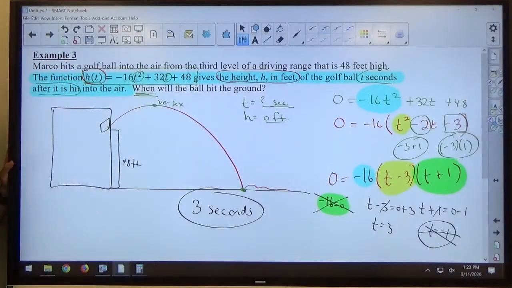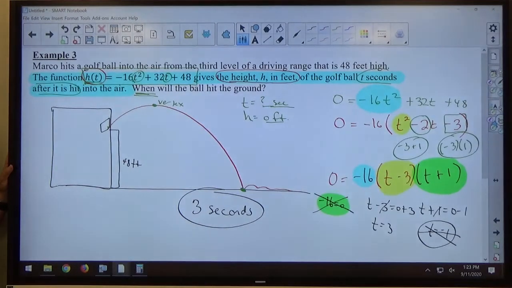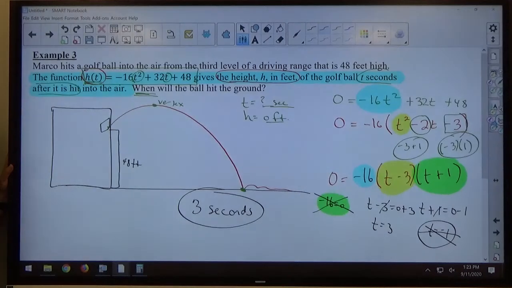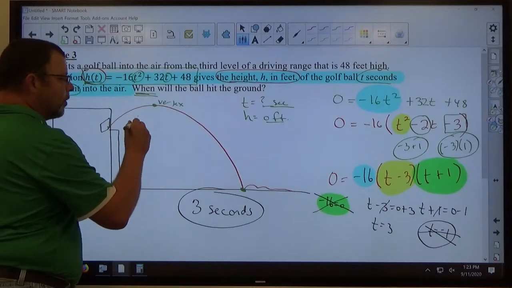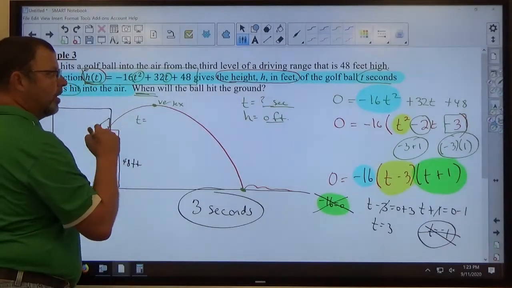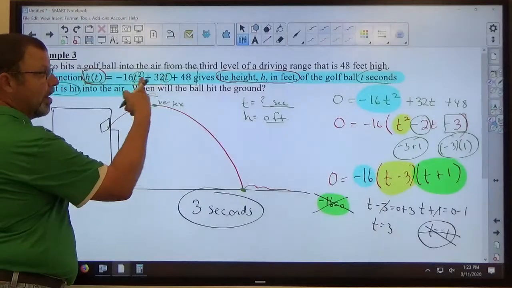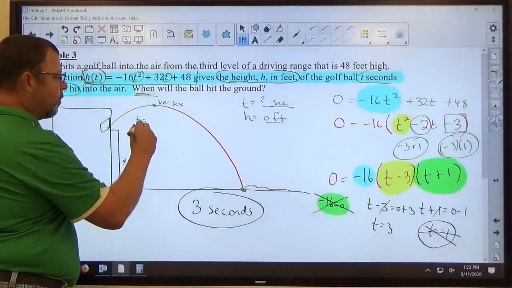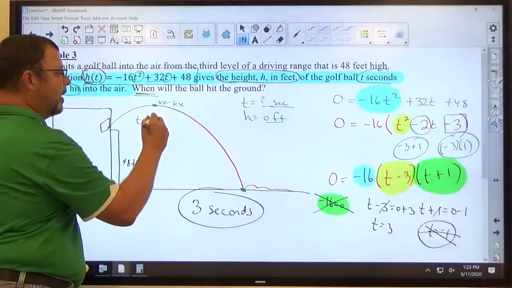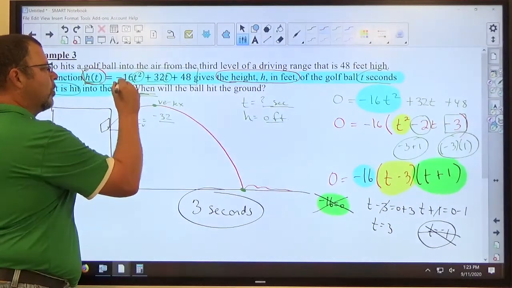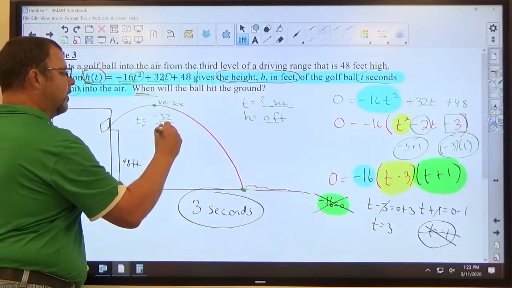Now they could ask one of two questions. When does the ball reach its highest point, or how high does it get? If it asks when, it's looking for the t value. If it's asking how high, it's asking for the h value. Well, we can see the t value of the vertex is just like the x value here, right? So t is acting like x does. So the t value of my vertex is going to be the opposite of b. That'll be negative 32 over 2 times a. That'll be 2 times negative 16.